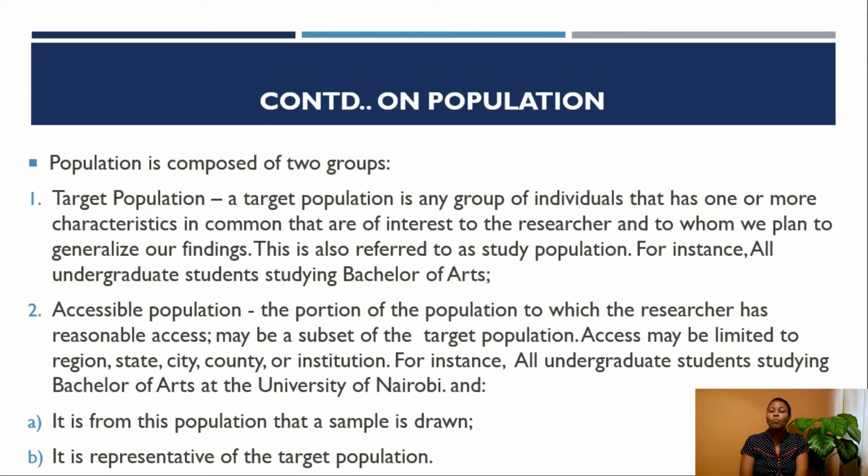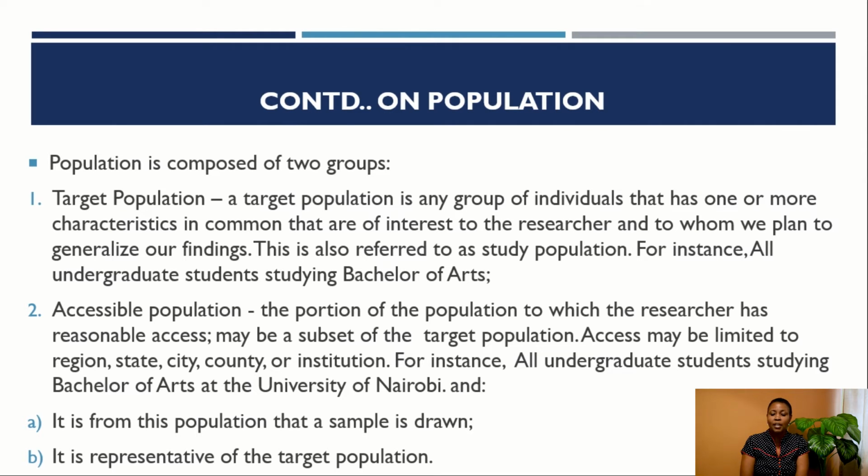Population is composed of two groups. The first one is target population. A target population is any group of individuals that has one or more characteristics that are of interest to the researcher and to whom we intend to generalize our findings. Target population is also referred to as the study population.